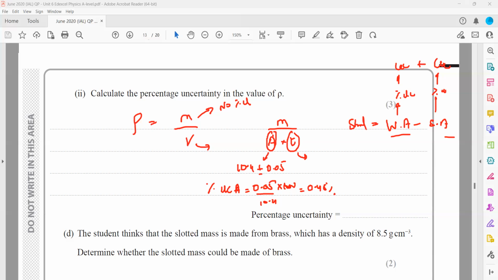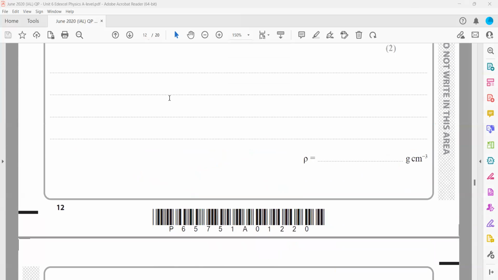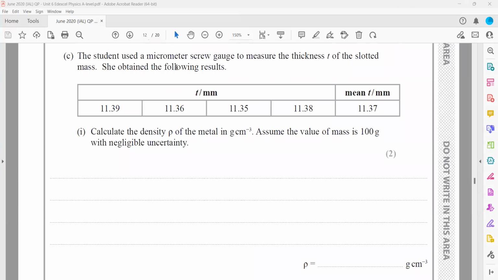uncertainty in thickness? So for uncertainty in thickness, whenever you have grouped data, what we do is maximum minus minimum. Whenever you have grouped data, the formula is maximum minus minimum divided by 2. That will give us the uncertainty. And then to calculate the percentage uncertainty, it is the uncertainty divided by the mean times 100. That's the formula to calculate the percentage. So first, the maximum minus minimum divided by 2.